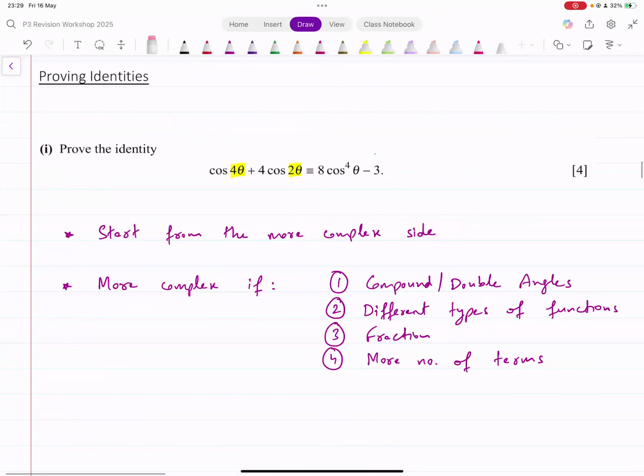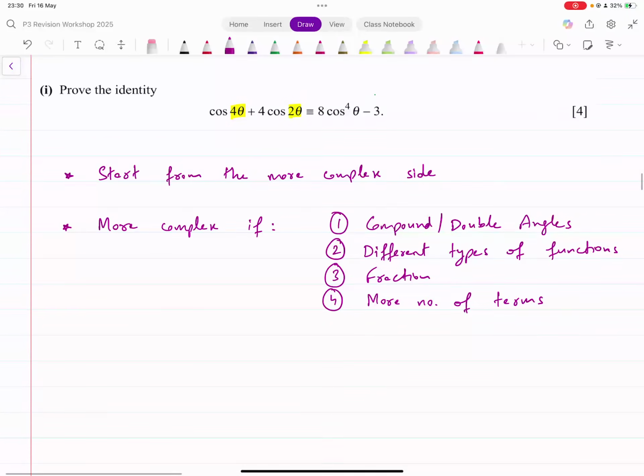Then you have to prove identities, right? So just like in paper 1, you'll have some identities that you would have to prove. For example, you have this identity. Now, how do we prove identities? We've done this in paper 1 as well.